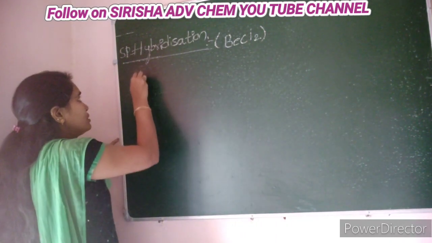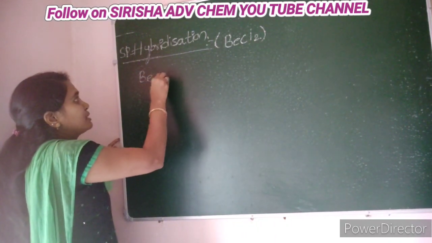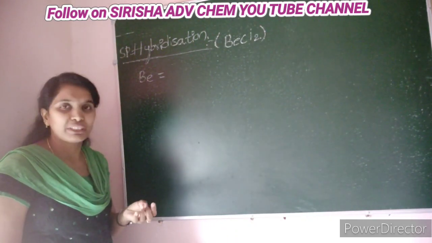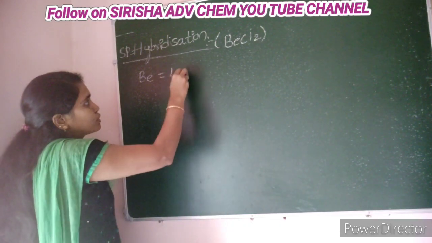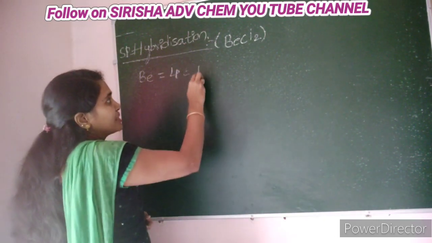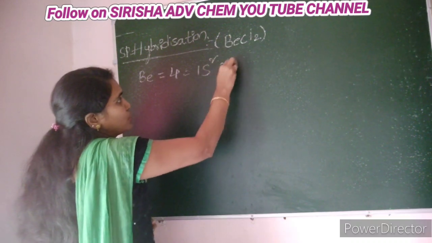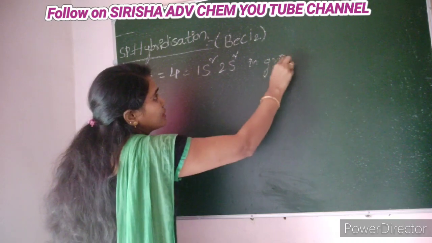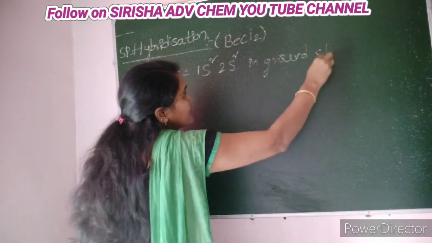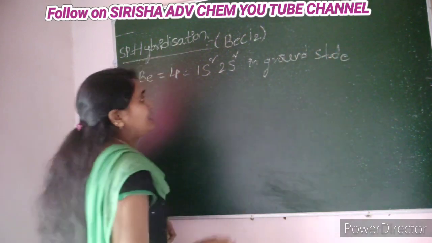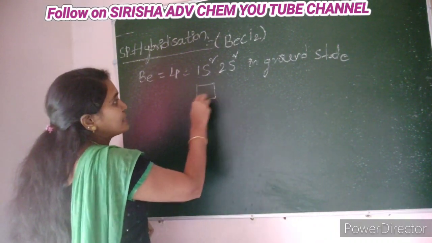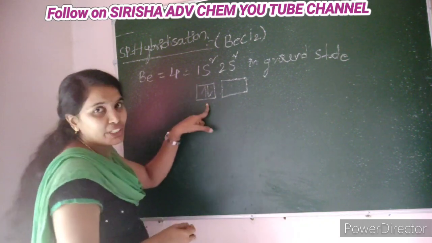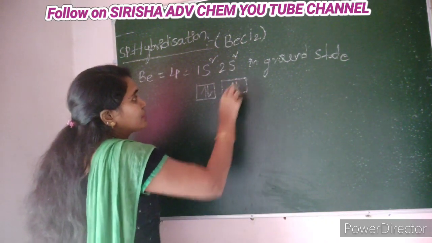First of all we should know the beryllium atomic number. Hydrogen, helium, lithium, beryllium, so 4. So beryllium 4 means what is the electronic configuration? 1s2, 2s2 in ground state. Then we will see through orbitals: in the 1s orbital 2 electrons and in the 2s orbital 2 electrons.